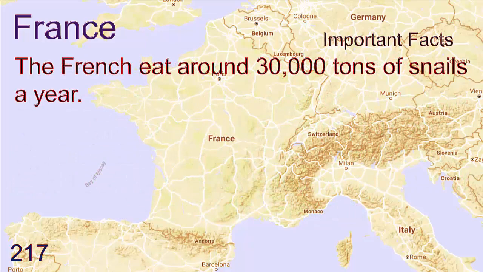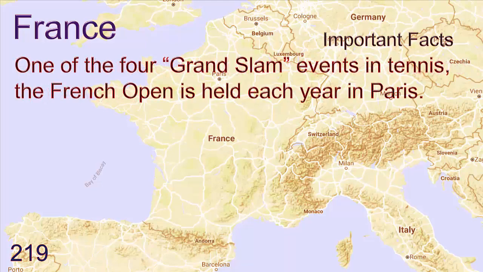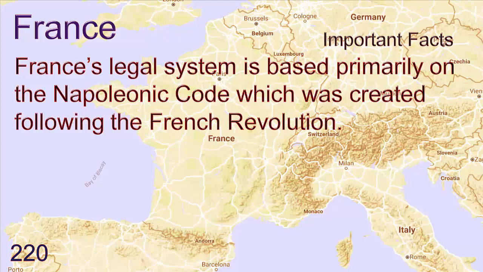The oldest recorded human voice is French. The French eat around 3,000 tons of snails a year. French is the official language of 29 countries in the world. The French Open is held each year in Paris. France's legal system is based primarily on the Napoleonic Code. Now some general facts about France.